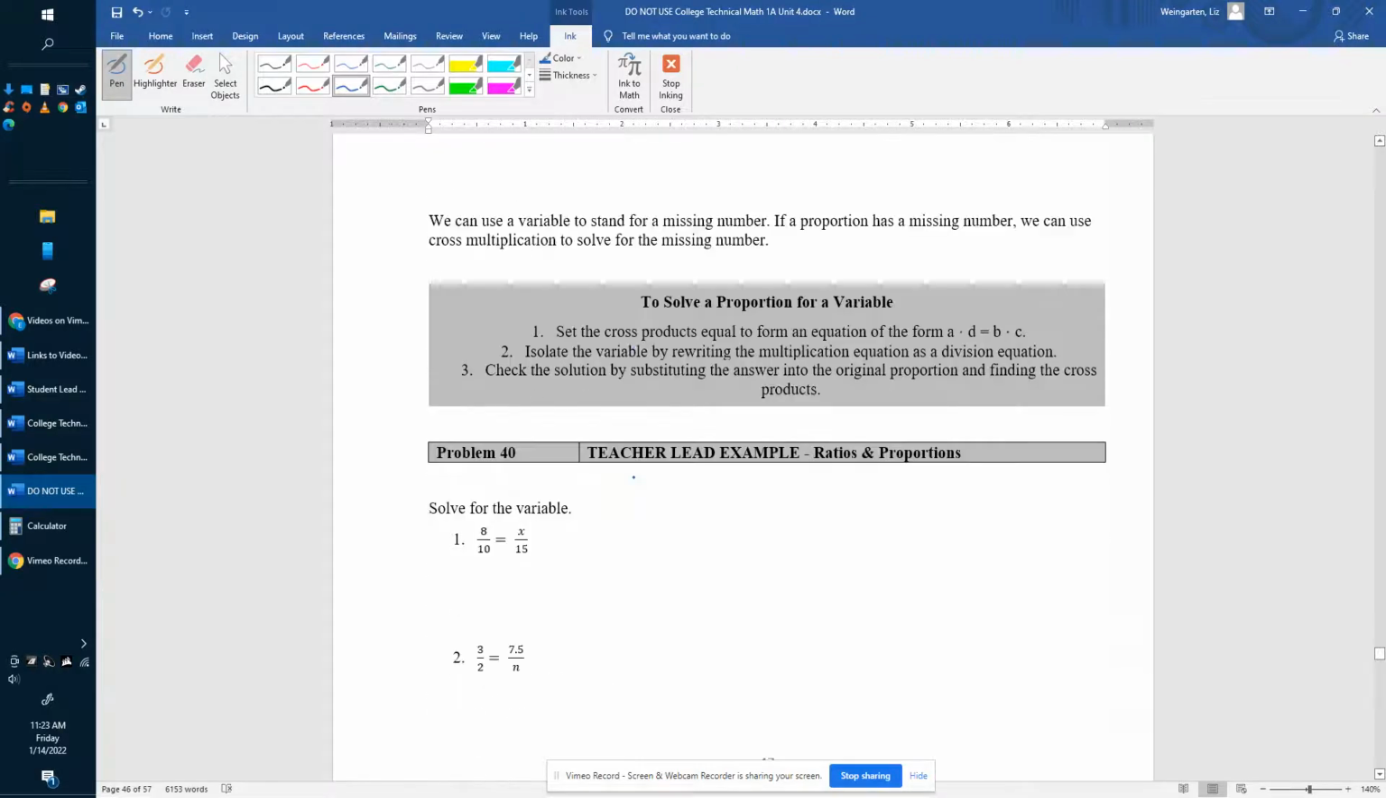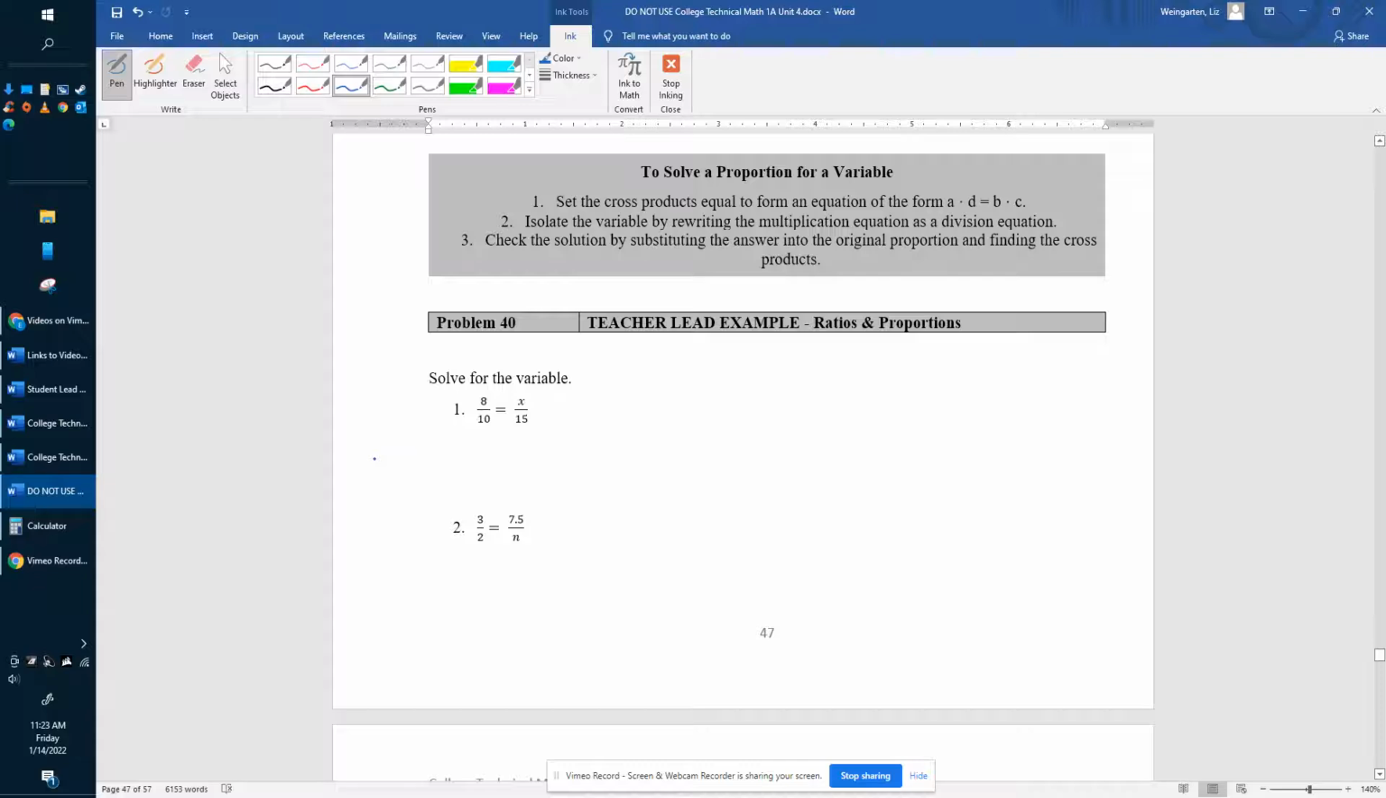Welcome back. Let's see if we can find missing numbers to make proportions true. So here are some steps to solve a proportion. We're going to start by cross-multiplying, then we'll isolate the variable, and then we will check our answer.